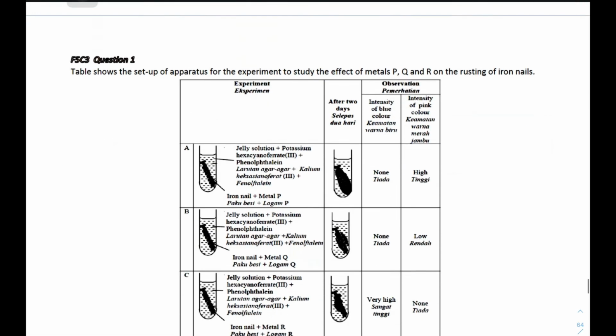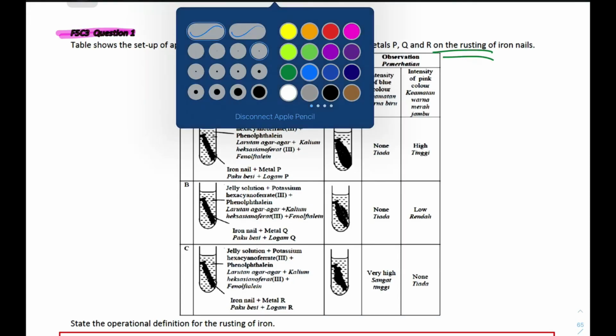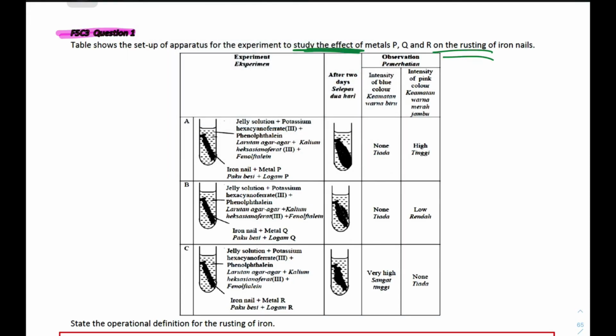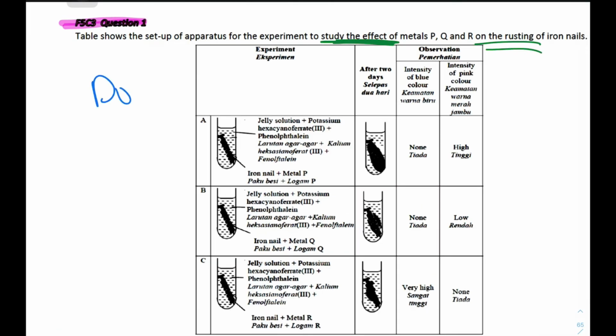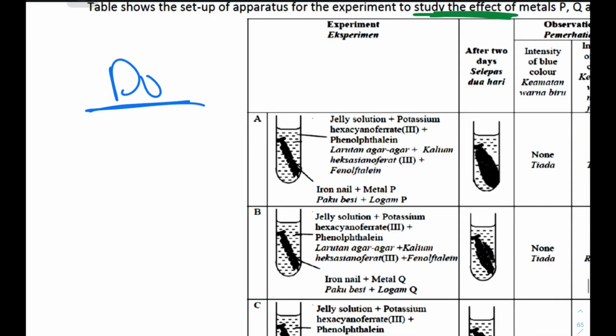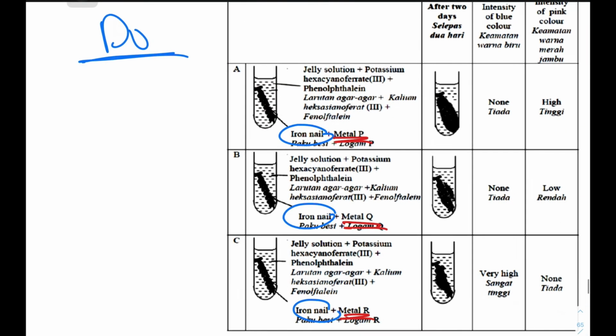Comparison. Next, we have this Chapter 3 experiment, which is about rusting. We want to study the effect of metal on the rusting. That means how other metals affect the speed or the rate of rusting. This question wants me to give the operational definition for the rusting of iron. So you see, what do we do here in this experiment? You can see, we have an iron nail that is in contact with different metals P, Q, and R. And then these are placed in jelly solution, potassium hexacyanoferrate(III) and phenolphthalein. They are all the same.